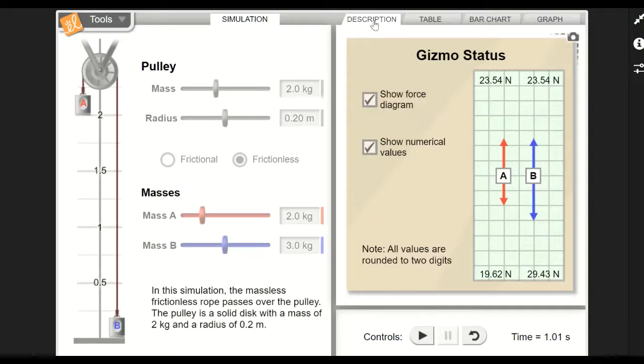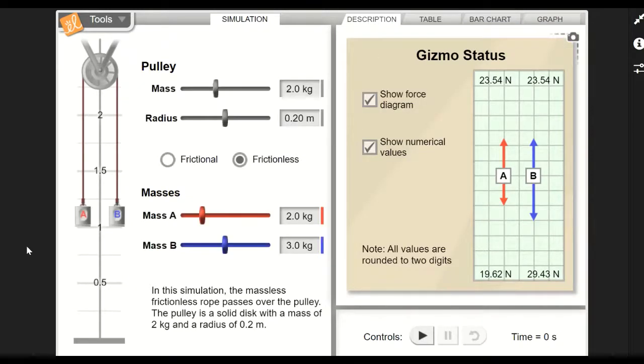So the actual Atwood machine itself is very straightforward. And this is what you're going to use to collect some data, to do some work with Newton's laws as described using force, mass, and acceleration. So give this a try, and I will see you in class.